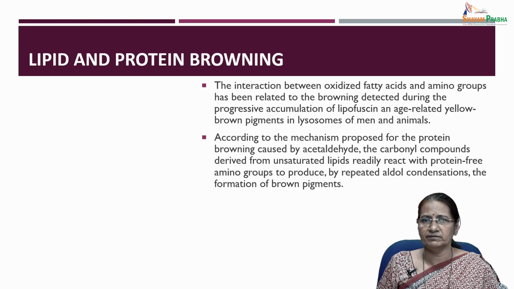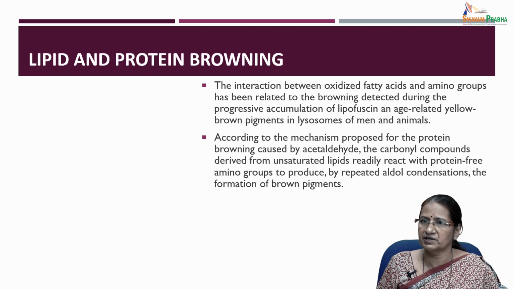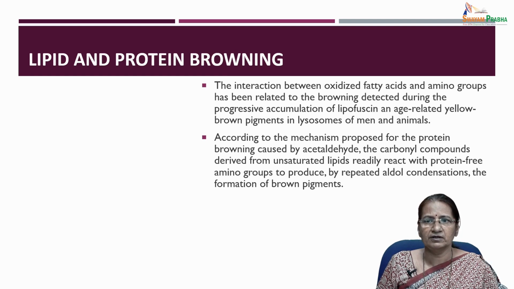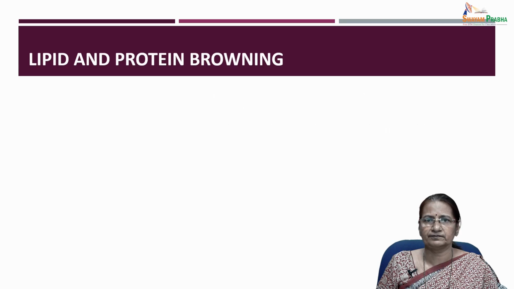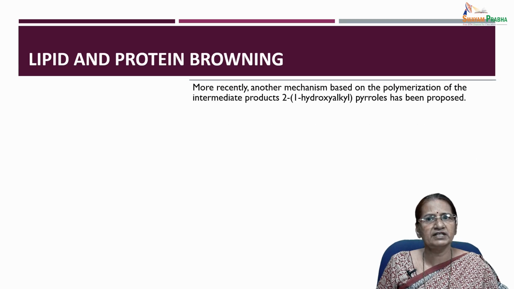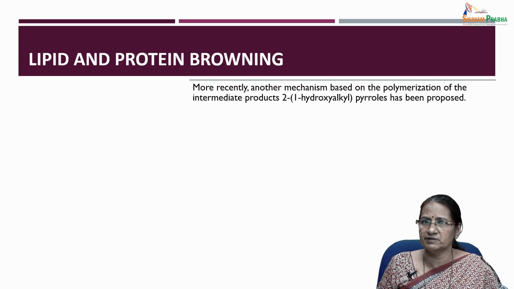According to the mechanism proposed for the protein browning caused by acetaldehyde, the carbonyl compounds derived from unsaturated lipids readily react with protein-free amino groups to produce, by repeated aldol condensations, the formation of brown pigments. More recently, another mechanism based on polymerization of the intermediate products 2-(1-hydroxyalkyl)pyrroles has been proposed.